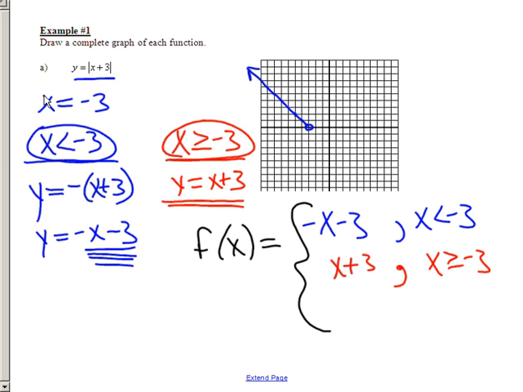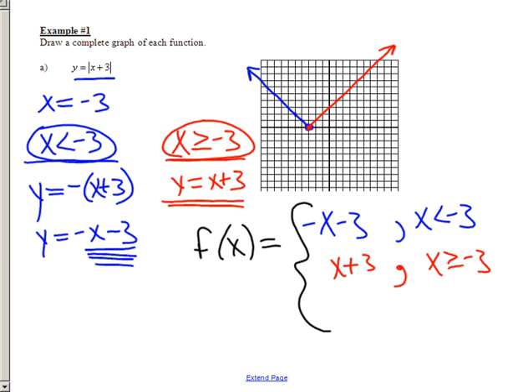If we plug in -3, we still get out 0. It fills in that hole. It always will on these types of problems. And then we're going up 1 to the right 1, up 1 to the right 1, and that's how we get the second piece of that function. There it is. There's a graph of it.